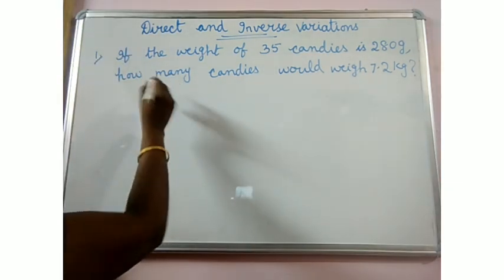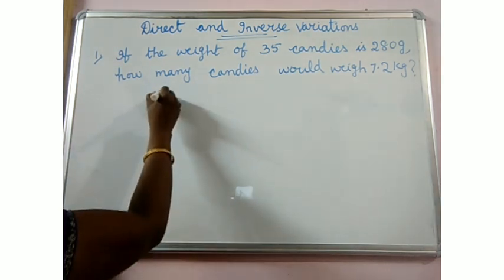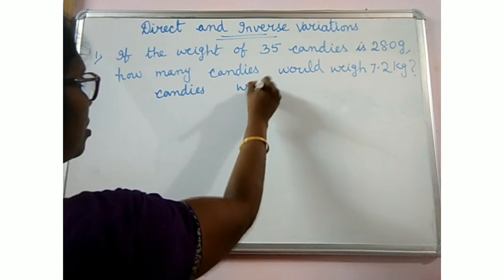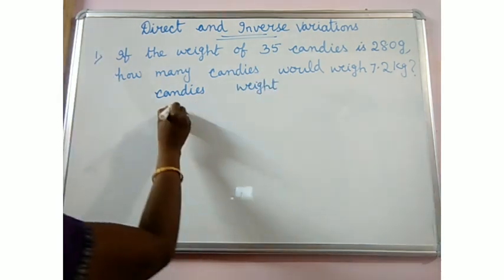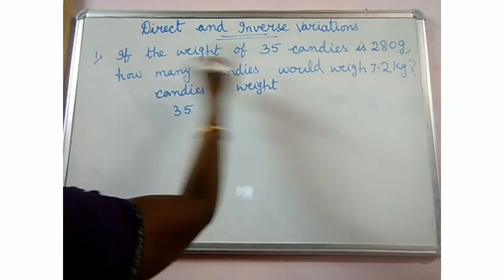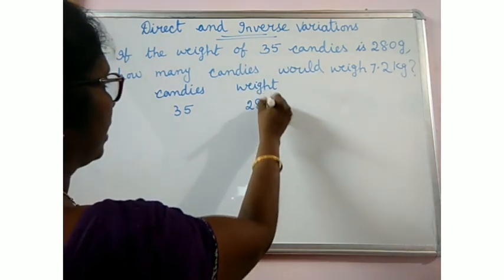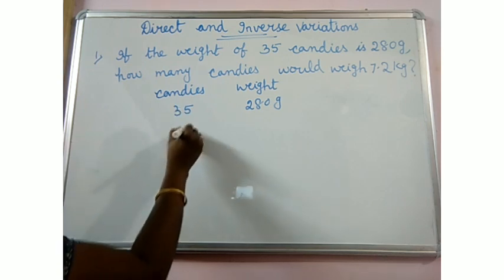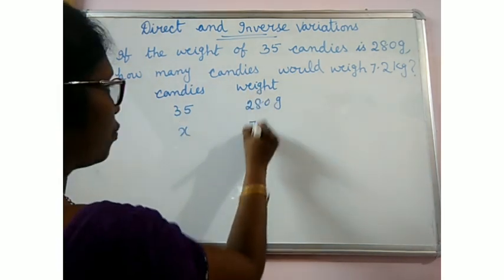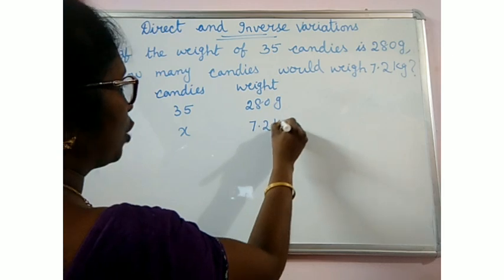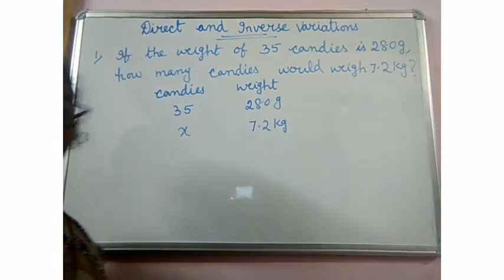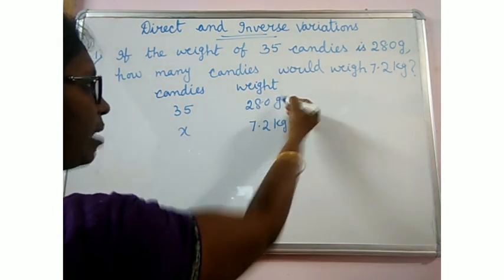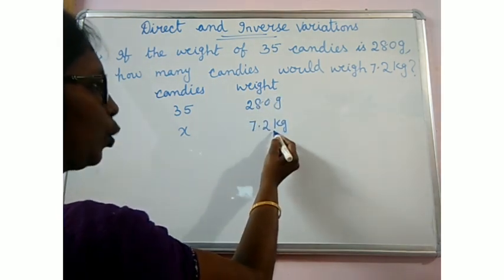So what is given? Candies weight. That is number of candies and their weight. 35 candies weigh 280 grams. How many candies? We don't know. Let us take X candies would weigh 7.2 kg. You have to find out. If here the weight is 280 grams, here the weight is 7.2 kg.